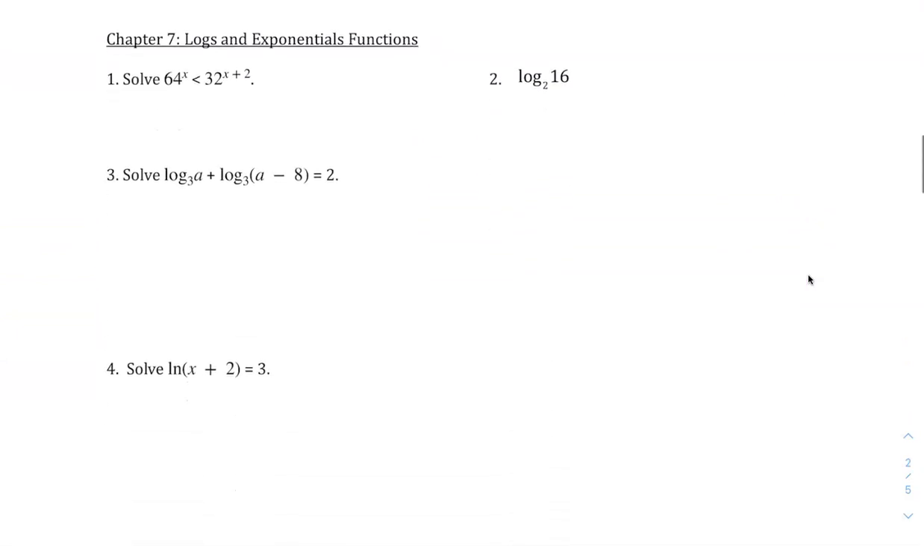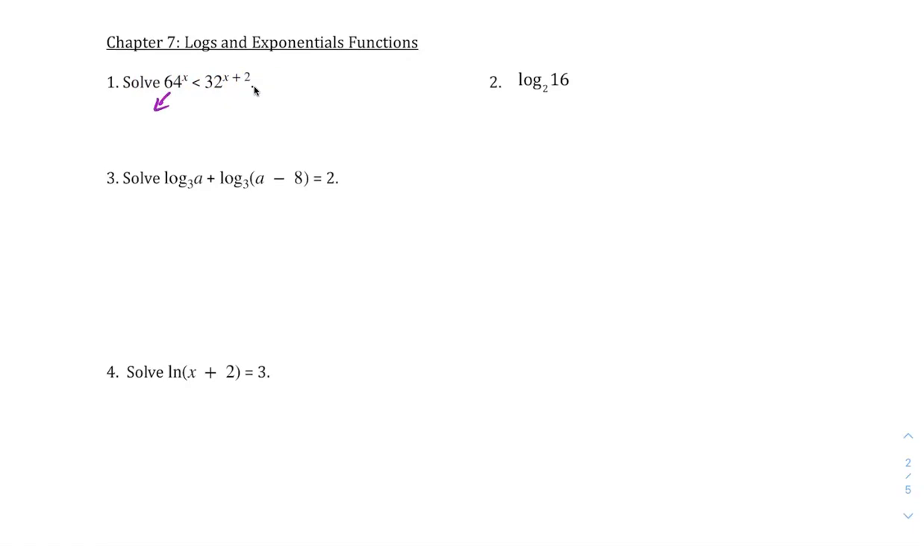Chapter 7, logs and exponential functions. So this first one here, you can't get the same base, right? That's the thing, you just want to try to get the same base. So 64, that is 2. Now I don't want to do 4 because 32 can't be a power of 4. 64 could be a power of 4, but 32 can't. So that's 2 to the 6th, and then 32 would be 2 to the 5th.